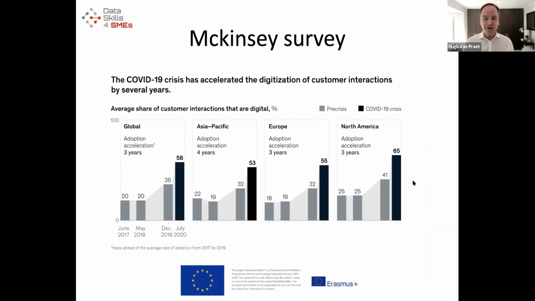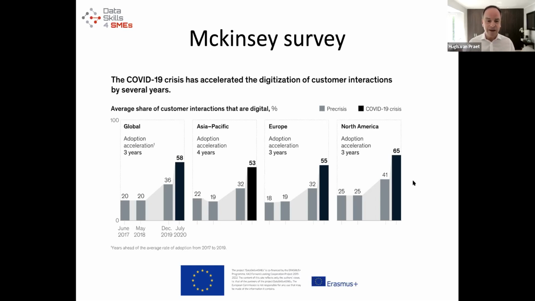McKinsey has been doing a survey since 2017 of what is the percentage of people within your company that interact online with prospects and customers. And in 2017 and 2018, there was only 20% of the surveyed companies that were interacting with their customers and prospects online.